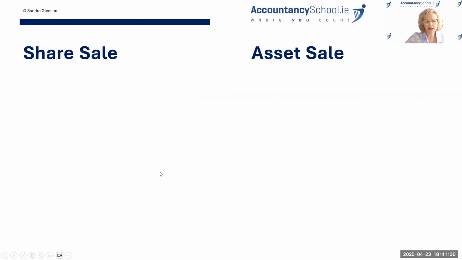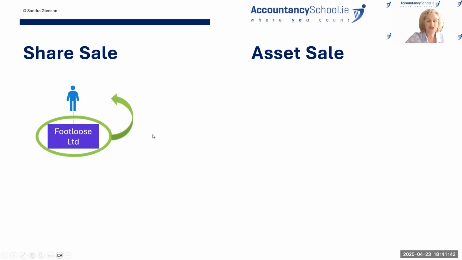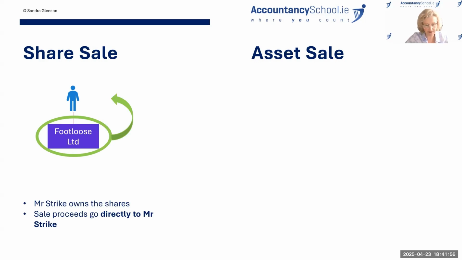So the share sale versus the asset sale. It might be useful to first understand what's happening from a share sale perspective and what's happening from an asset sale perspective. So as far as the share sale is concerned, Mr. Strike owns the shares in Footloose. So if he sells the shares in Footloose, the cash comes directly to him. Now, what are we to be mindful of? He wants the maximum amount of cash. So a share sale will result in the cash coming directly to him.